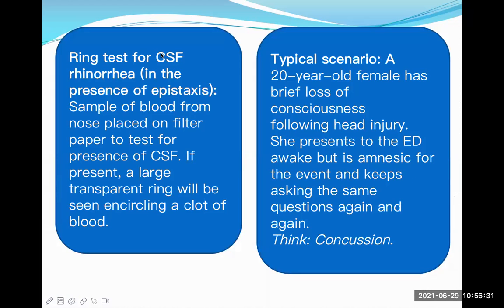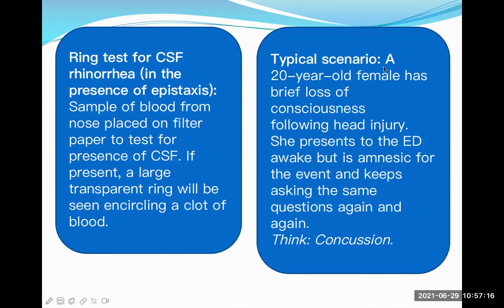Now, to diagnose the CSF rhinorrhea, we need to collect the sample which is coming out from the nose, and that is placed on a tissue paper. In case of CSF rhinorrhea, one clear transparent ring forms outside the blood clot, and that transparent ring is caused by CSF which is present there. This is the important type of test to diagnose CSF rhinorrhea. And CSF rhinorrhea occurs in case of anterior cranial fossa fracture, which may occur in any type of head injury.